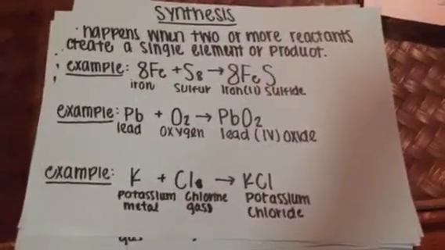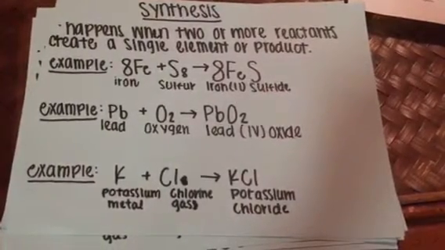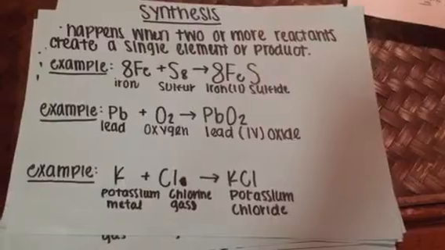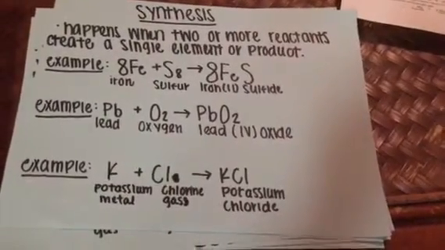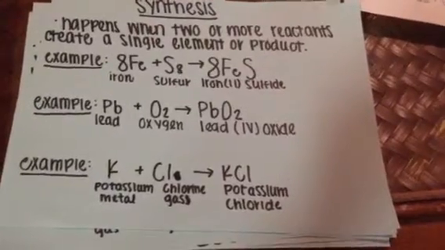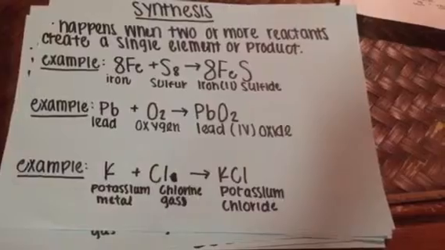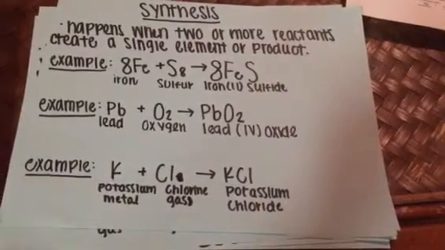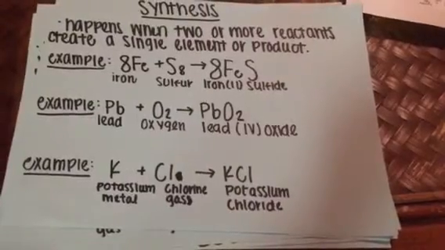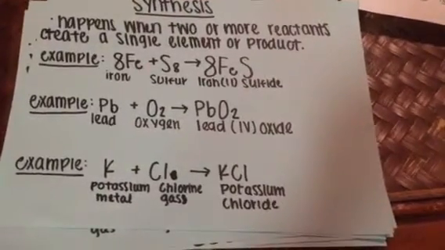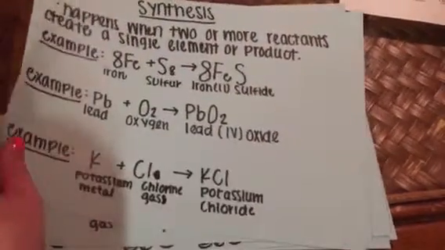Synthesis happens when two or more reactants create a single element or product. Example: iron and sulfur react to create iron 2 sulfide. Example: lead and oxygen react to create lead 4 oxide. Example: potassium metal and chlorine gas react to create potassium chloride.